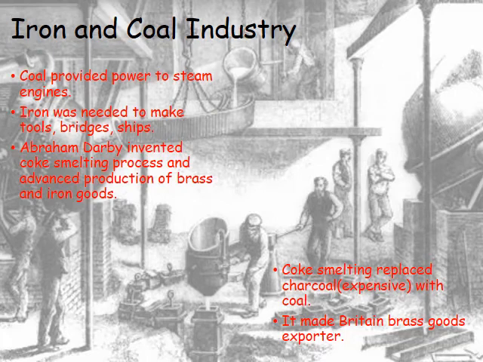Now we shall have a look at the inventions in the iron and coal industry. The Industrial Revolution would not have been possible without the use of coal and iron. Coal provided the power to drive the steam engines, and iron was needed to make different kinds of tools, and build bridges and ships. The larger deposits of coal and iron had benefited the British manufacturers.